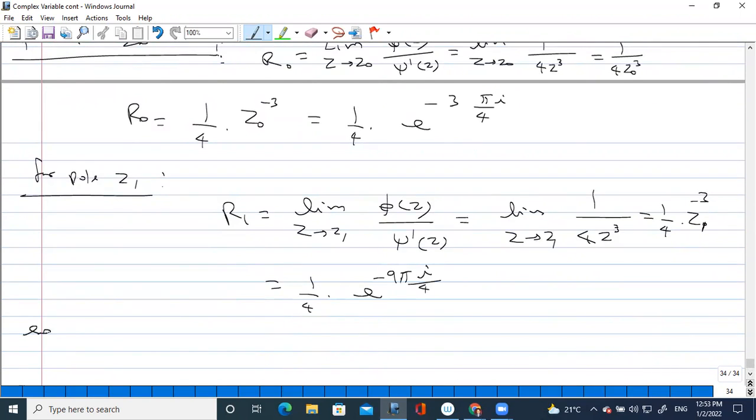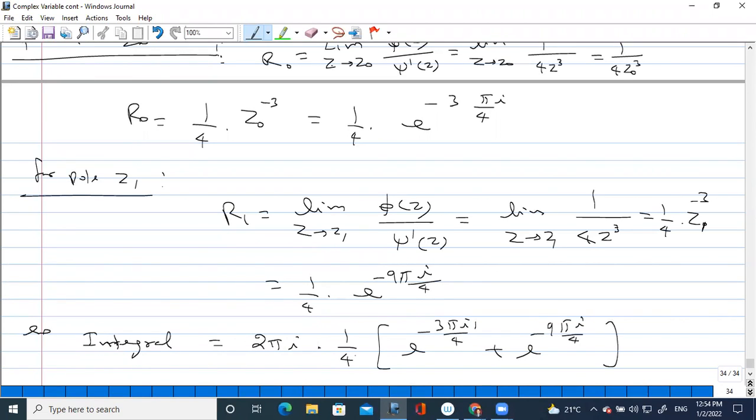So the integral will be 2 pi i, because both the poles are inside the contour. So we are using 2 pi i, for above the real axis. Above the real axis always take 2 pi i, into 1 by 4, which is common. R0 is e to the power minus 3 pi i by 4 plus e to the power minus 9 pi i by 4. This is the answer. Here you can take common also.